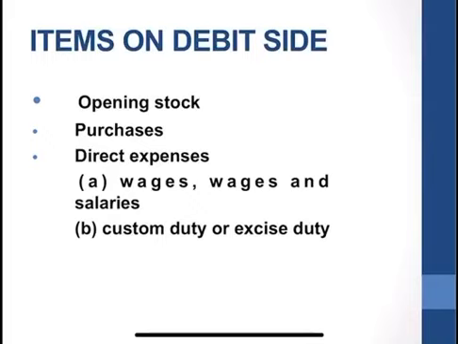Custom duty paid on purchase of goods is charged to trading account, and excise duty is paid on goods manufactured and consumed in the country. This is shown on debit side of trading account. Carriage and cartage, when paid on purchase of goods, are debited to trading account.